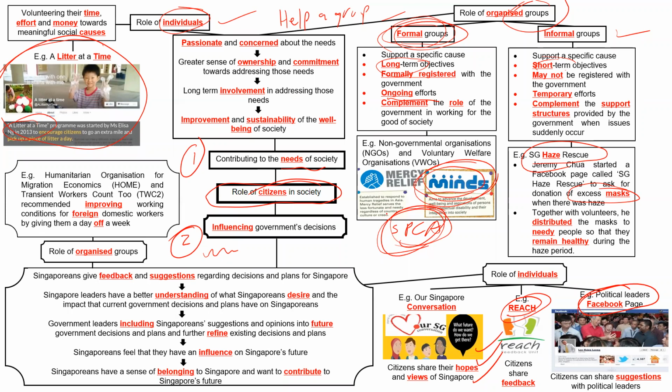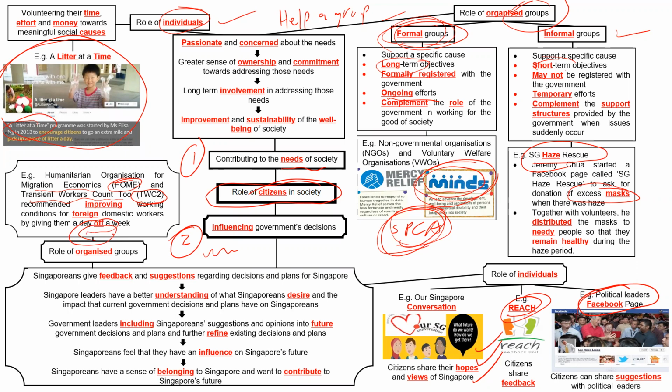Okay, another example, a real example this time, we have this organization called HOME, Humanitarian Organization for Migrant Economics, or if you want something easier, remember TWC2, Transient Workers Count 2. Transient means they are migrant workers. So these agencies are very interested in making the life of foreign migrant workers better. So they have actually influenced the government to come up with laws to treat the migrant workers better. For example, they try to influence the government to give migrant workers more days off.